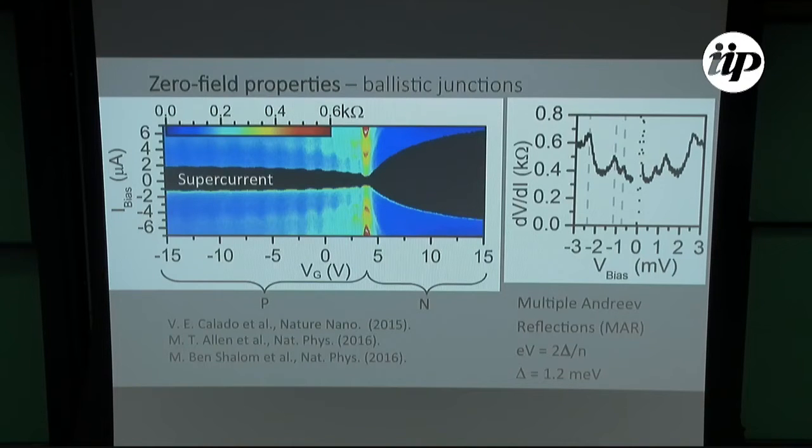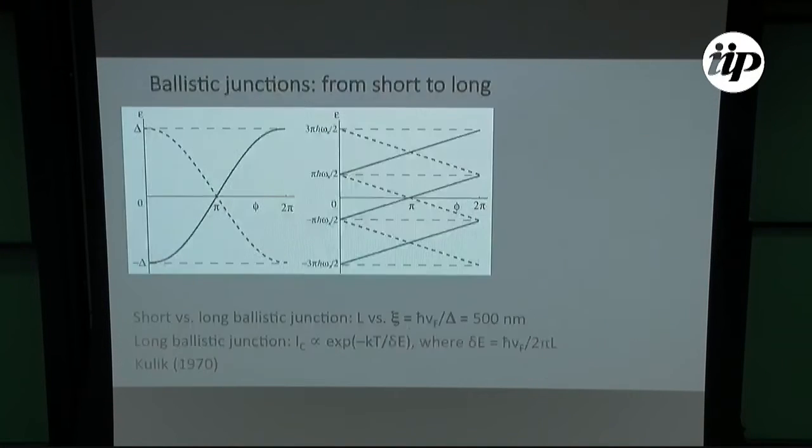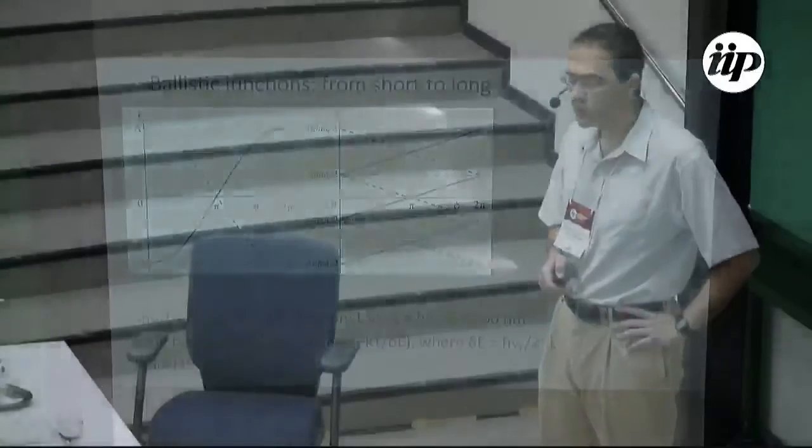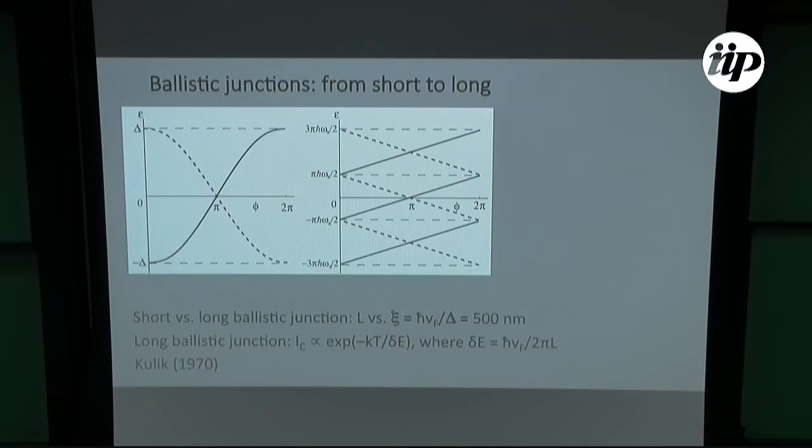And finally, we can go and look at the physics of these ballistic junctions by comparing the short and long junction regimes. In the short junction regime, you have this familiar cosine phase dependence of the energy of the Andreev bound states, while in the long junction regime, the states should be equidistant, separated by essentially the energy spacing corresponding to the round trip of an electron and hole through the junction, and they have linear current phase relation.